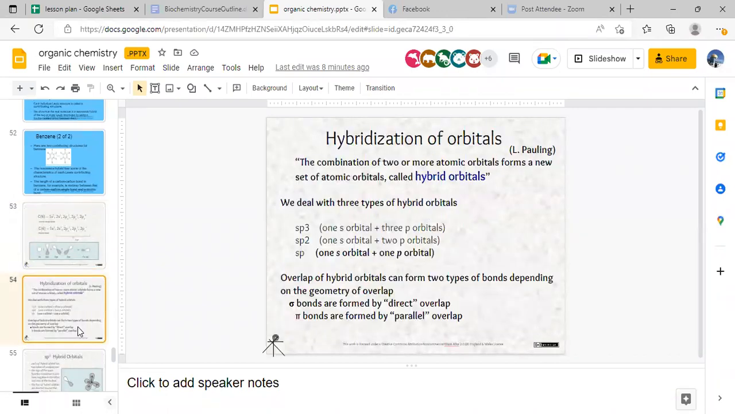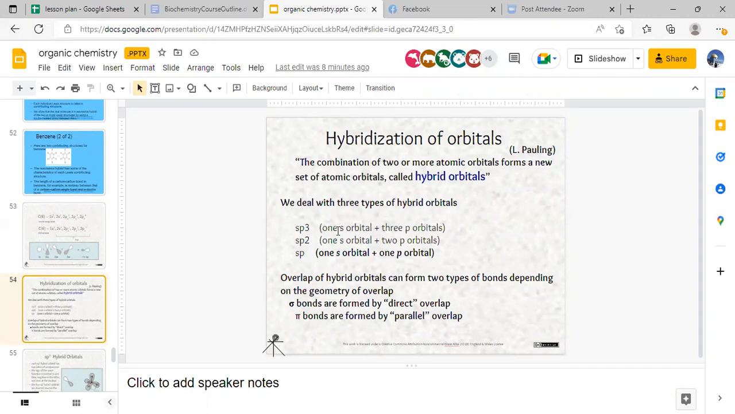So the hybridization of orbitals is a combination of 2 or more atomic orbitals to form a new set of atomic orbitals. So they're the hybrid orbitals, you call this hybridization. So yung mga alkanes natin, may sp3 or tetrahedral yung angles niya. So ang angle niya ay 109.5.